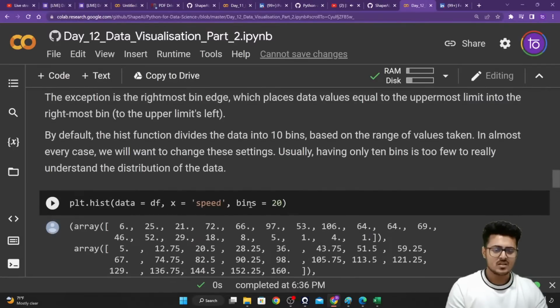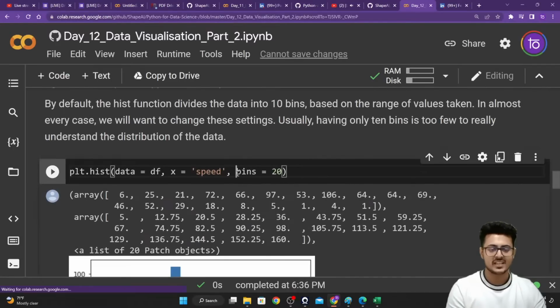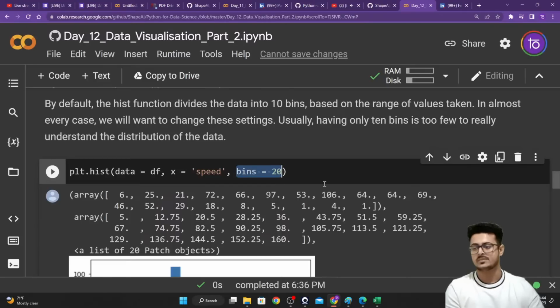So for example, right over here, we have specified 20 bins. It is called bins in a histogram. These bars in bar charts are called bars, but in histograms they are called bins, because that's the range of values they are having. So one bin is there. Right now, by default, the number of bins is 10. I want 20 bins.